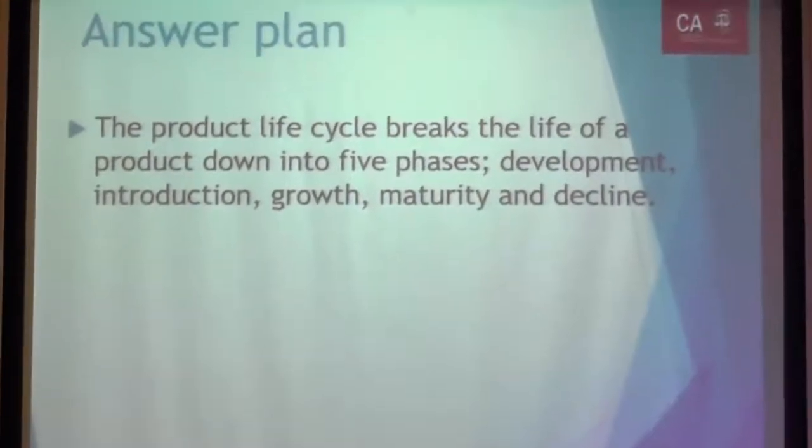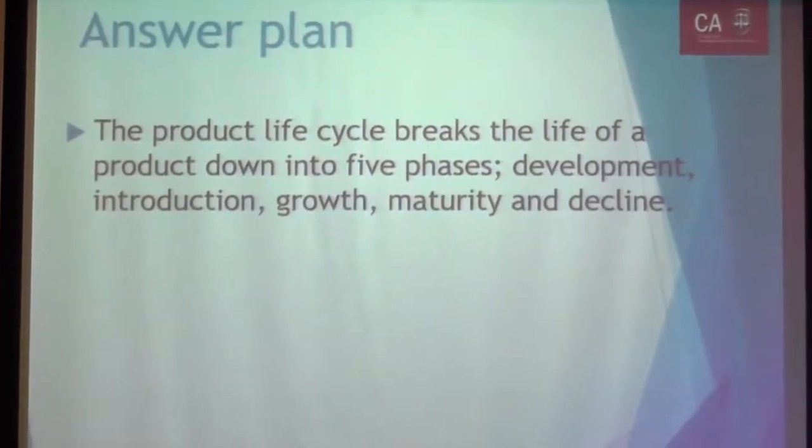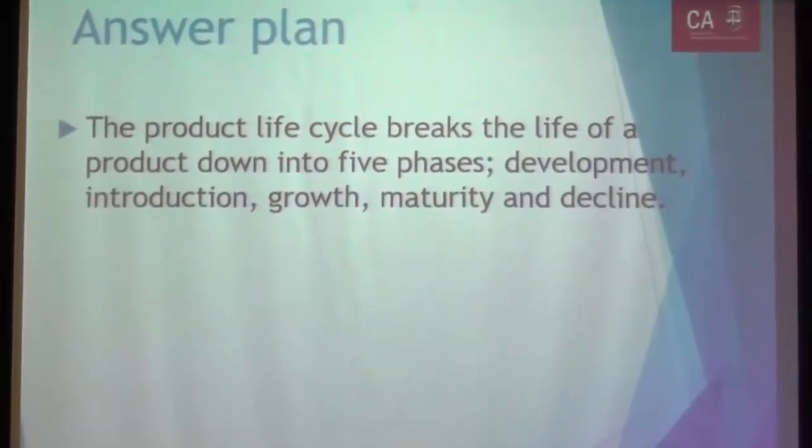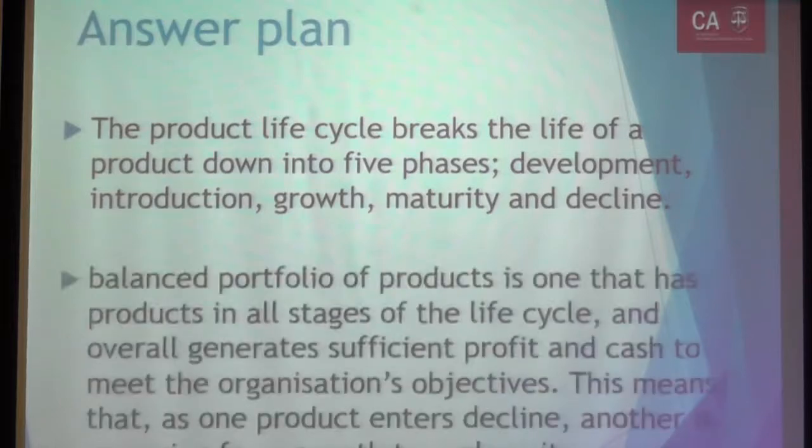It says product life cycle breaks the life of a product down into 5 phases. Yesterday we discussed 4, which is introduction, growth, maturity and decline, but you can have the development stage as well. There are a few products which were under the development stage, so that can also be taken into account. A balanced portfolio of products is one that has products in all stages of the life cycle. Now that is what we call a balanced one.